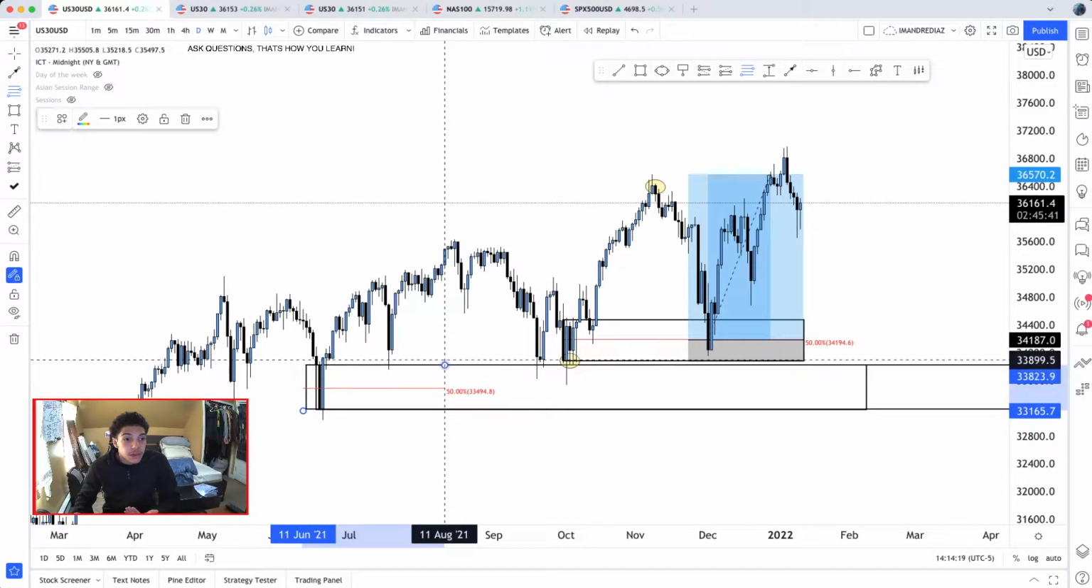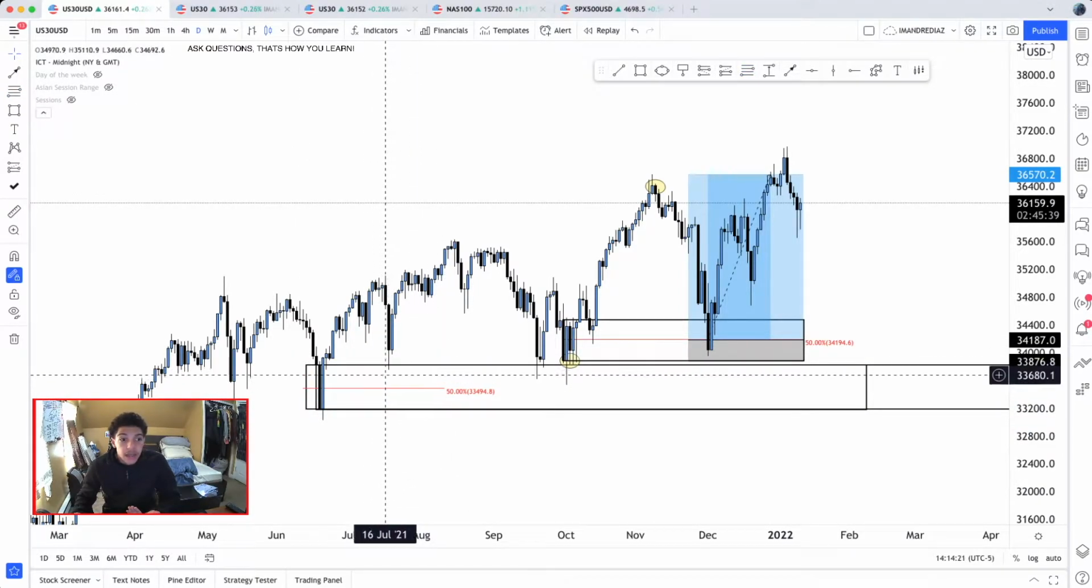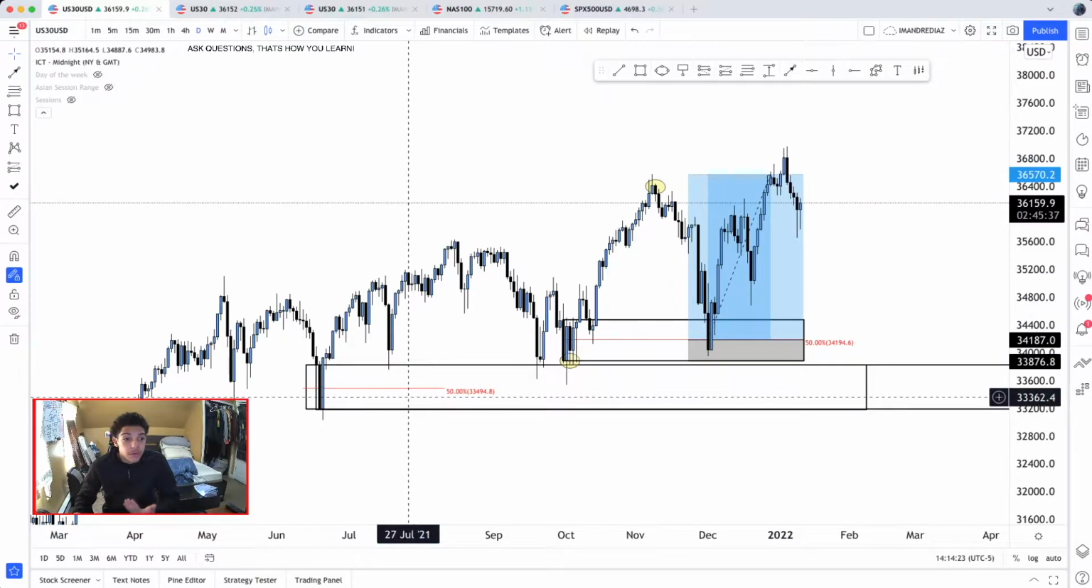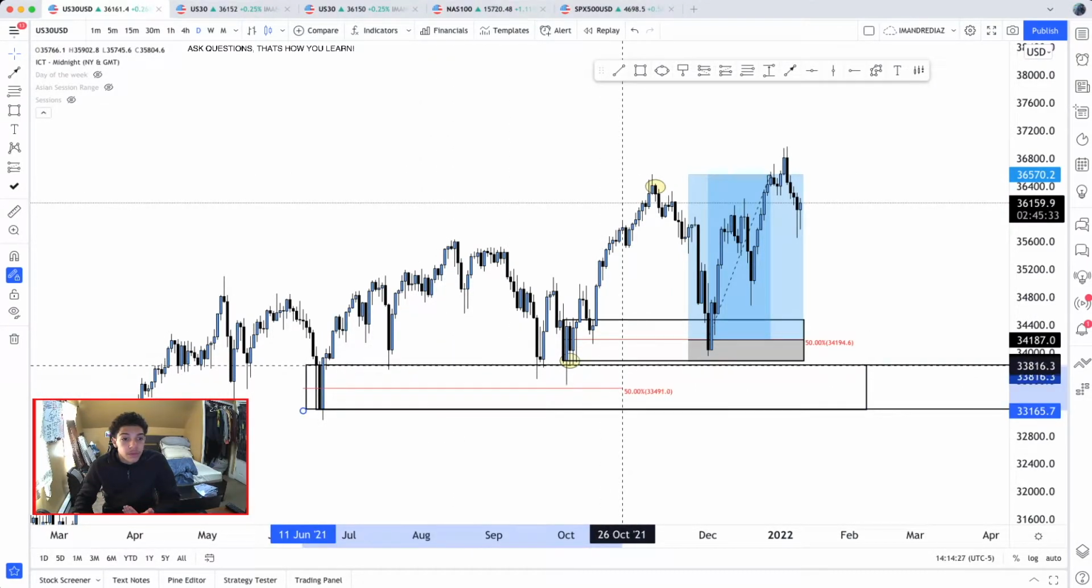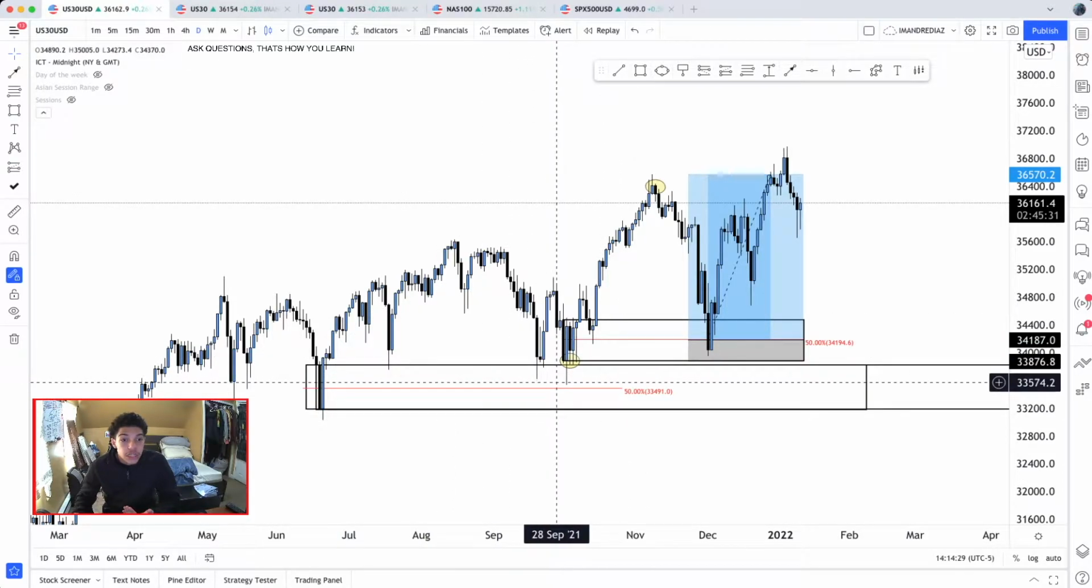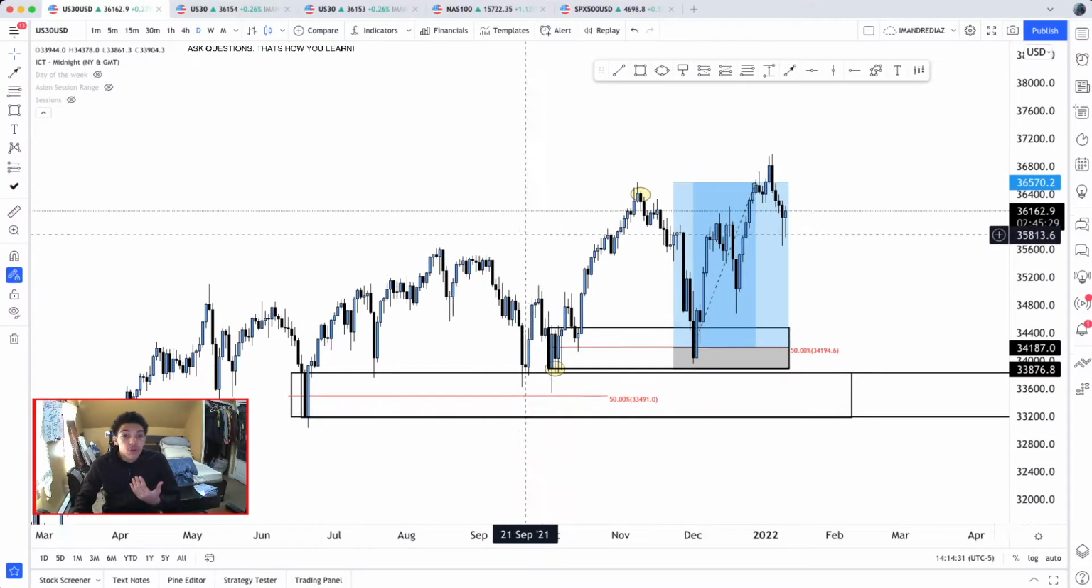The 50% never got tapped into. It tapped into the high, and then from there it traded higher. So if you would have waited for the 50%, that would have never happened. But if we pull over a little bit more, you can see it got close multiple times, but it never really tapped it. So that's something you always got to keep in mind.